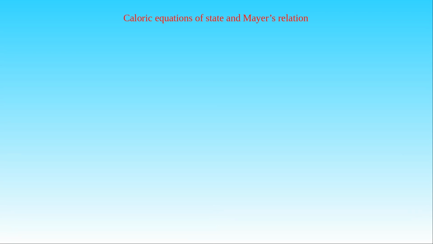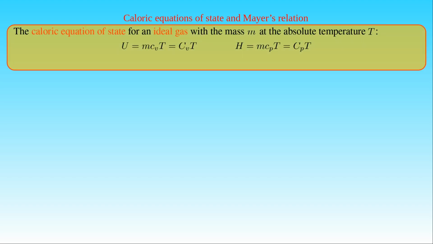The functional relationships derived between the internal energy and the enthalpy of an ideal gas and its temperature are also known as the caloric equation of state for an ideal gas. The first caloric equation of state of an ideal gas for a given mass m at the absolute temperature T states that the internal energy U of the gas is equal to the mass m, times the specific heat capacity Cv of the gas for a constant volume, times the temperature T, which is equal to the heat capacity Cv of the given amount of gas for a constant volume, times the temperature T.